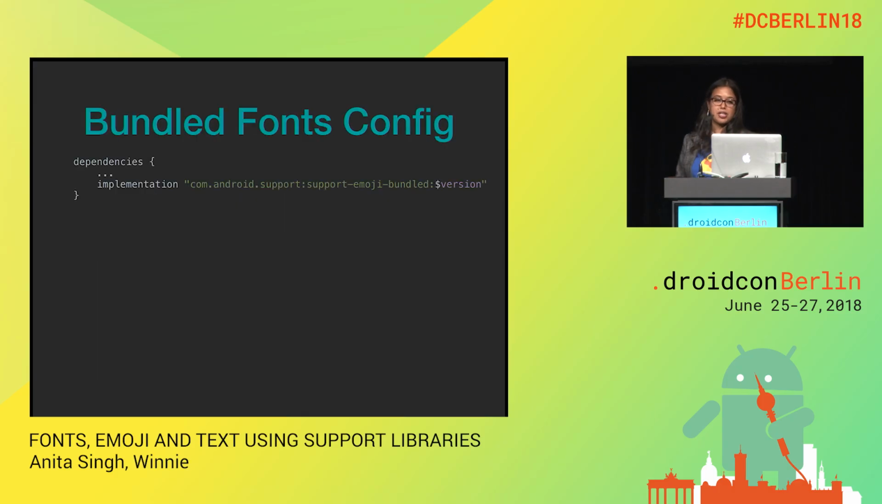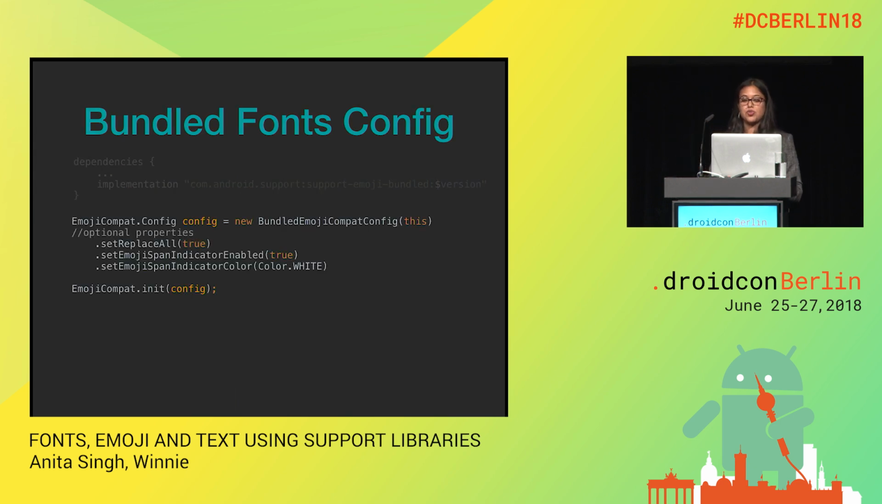Another way of using Emoji Compat is through bundled fonts. You add in your dependency, and then you use bundled emoji compat config. And then you have these optional properties that you could also use with downloadable fonts. But you can set setReplaceAll to true, which essentially tells Emoji Compat to replace every emoji that it finds with the one in the support font. So this way, you can have consistent looking emojis across all devices. So if you don't want your users to see ugly Samsung emojis, they don't have to. They can have consistent emojis this way, which is pretty cool.